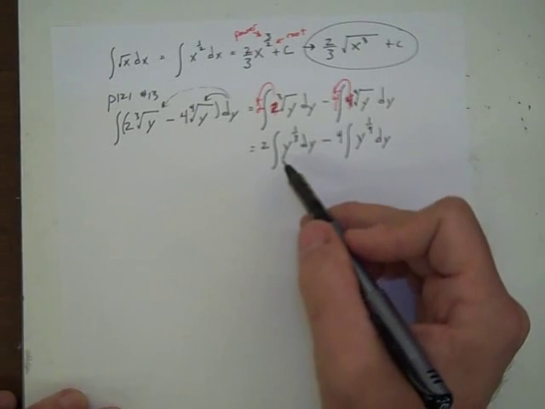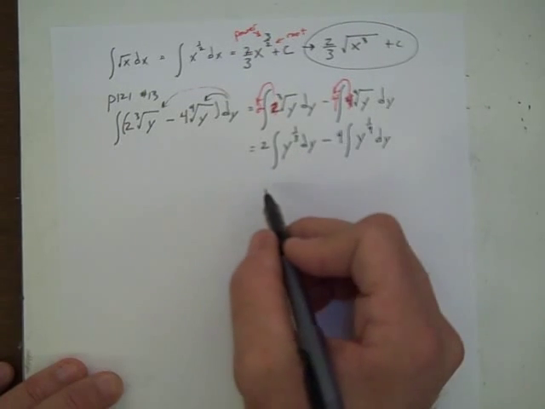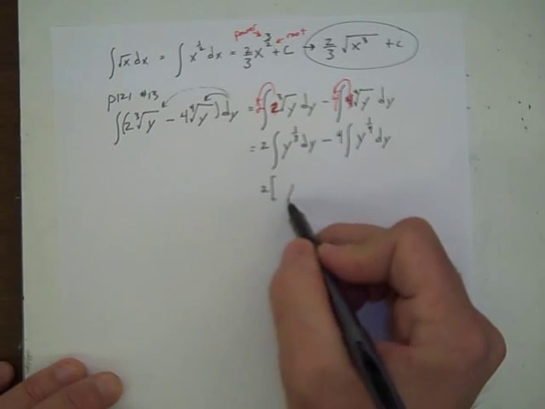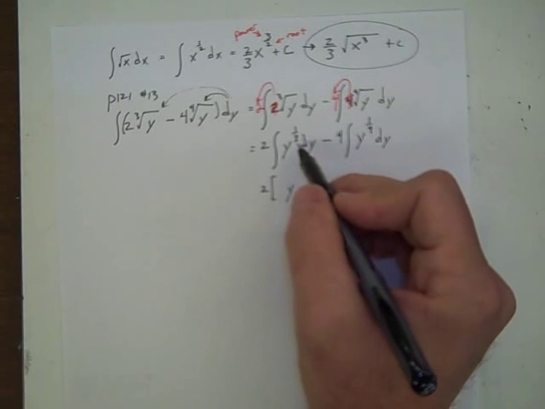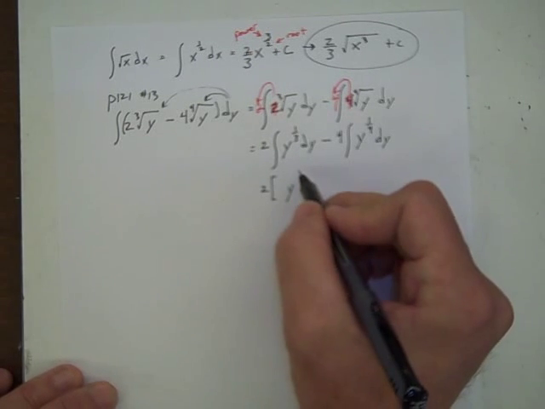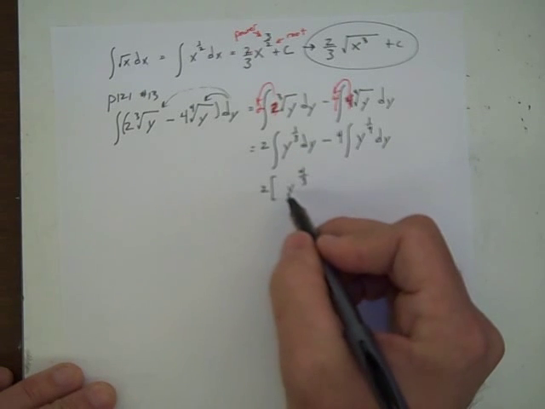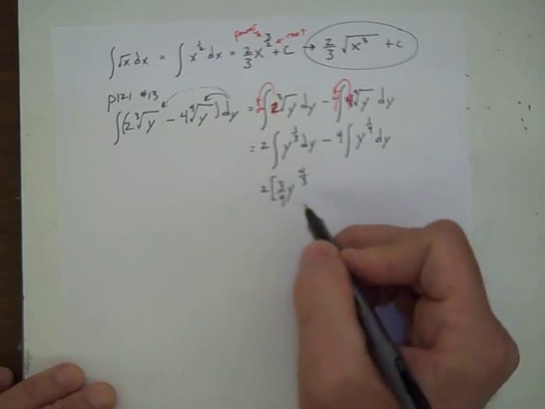Okay, and now we can go ahead and find the antiderivative of y to the 1/3. We'll still have this 2 here. And now we want to apply that power rule for integrals, which is to take the power, 1/3, add 1 to it. 1/3 plus 3/3 would be 4/3, and then multiply by the reciprocal, which is 3/4.